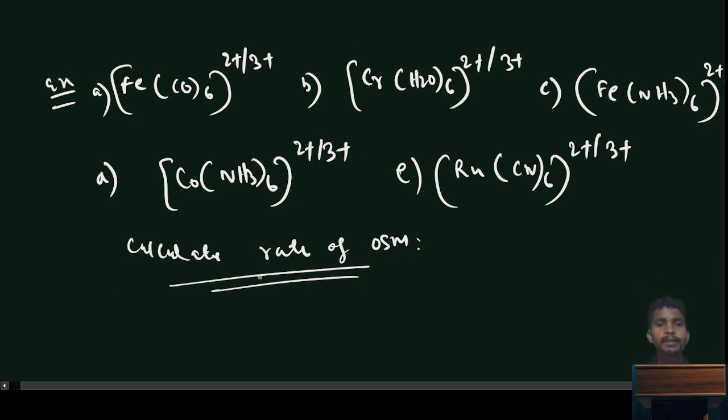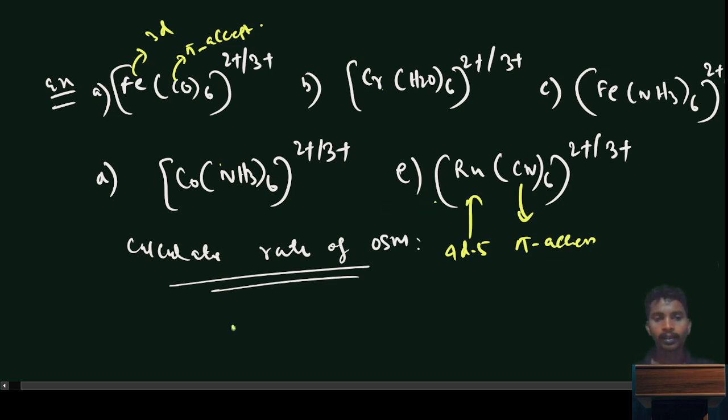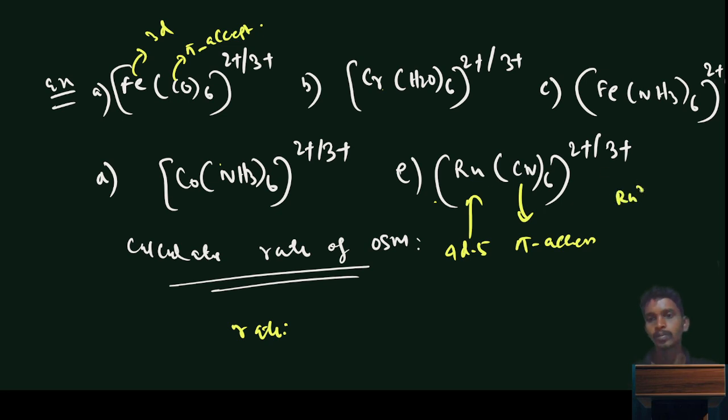For this case we see here that these are pi acceptor ligands, but this is the 3D series, this is also a pi acceptor ligand, and this is the same series, and that part is the 4D series and the 5D series. If you calculate all this, then the first will be the rate case. Here rubidium 2+ and rubidium 3+ will be there, for this series, and this happens through T2G to T2G.